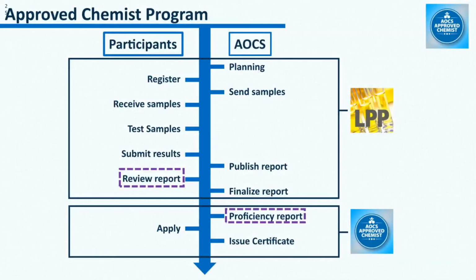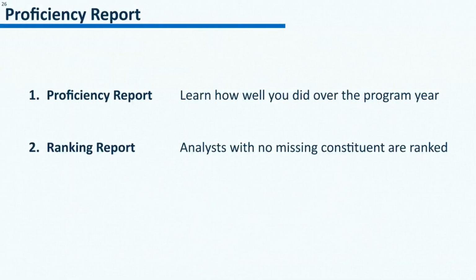In addition to the report we just viewed, there is also the proficiency report. The report we have viewed is published each quarter, and the proficiency report is published each year. At the end of each program year, you will see the proficiency report available. The proficiency report has the performance summary, which determines if an analyst is qualified for the approved chemist status. The approved chemist program is an extension from the laboratory proficiency program. The proficiency report has 2 parts, the proficiency report and the ranking report.